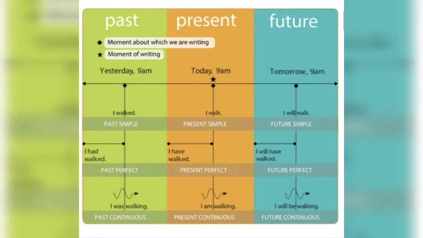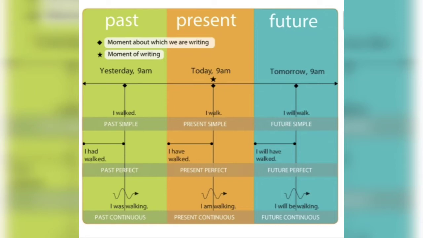Now switching to present tense. In simple present, we simply use subject plus first form of the verb, I walk. Present perfect, I mean subject, plus has or have and third form of the verb. If we talk about continuous, subject plus is, am or are plus verb plus ing.